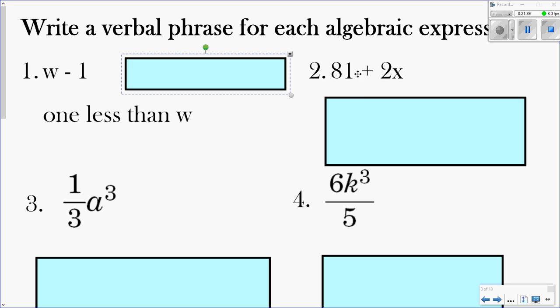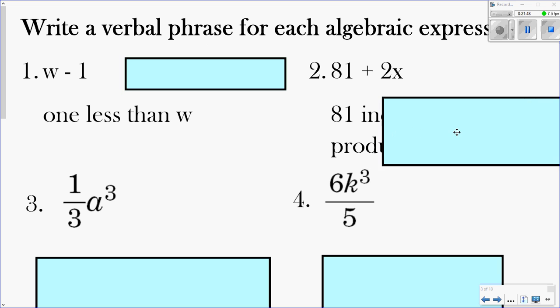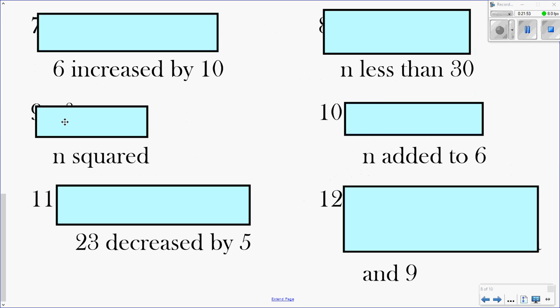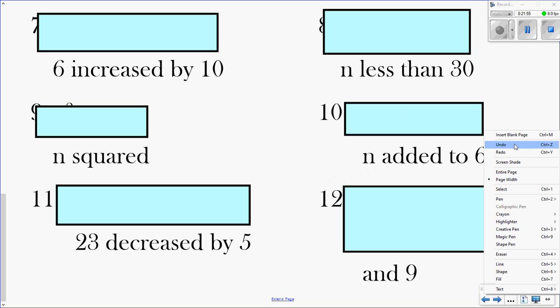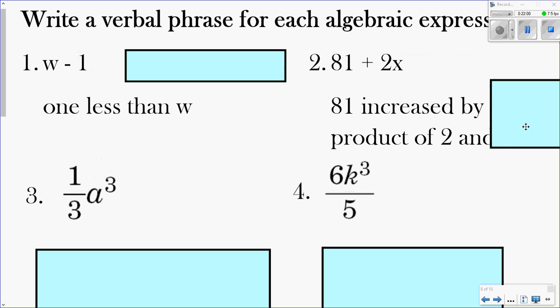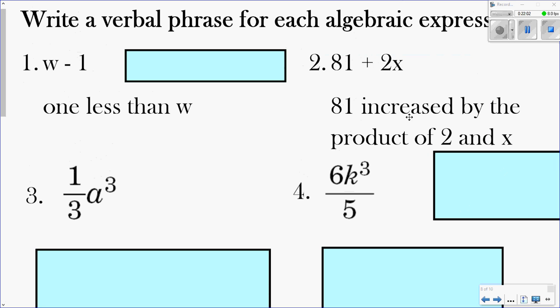For the next one, we have a plus sign. So you can use the sum of, or more than, or add, or plus. All right, so we have 81 increased by the product of 2 and x. So 81 increased, plus, by the product, we're multiplying 2 and x.